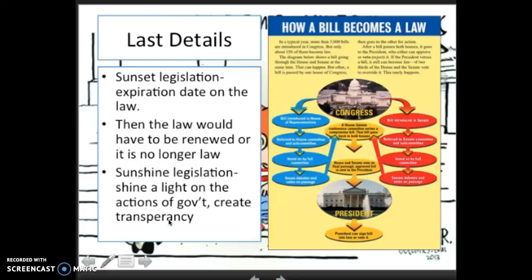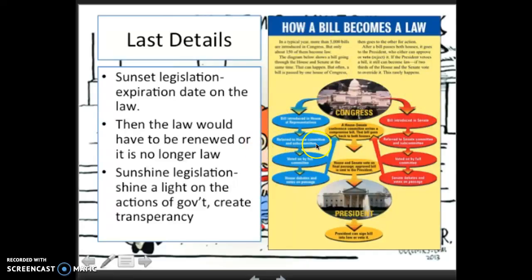security. Okay, and then just to kind of wrap up, go through how a bill becomes a law. Again, in a typical year, more than 5,000 bills are introduced in Congress, but only about 150 of them become law. They can only be introduced by a member of Congress. So a bill can be introduced in the House, where it's going to be introduced in the hopper, or in the Senate, where it's going to be introduced on the floor.